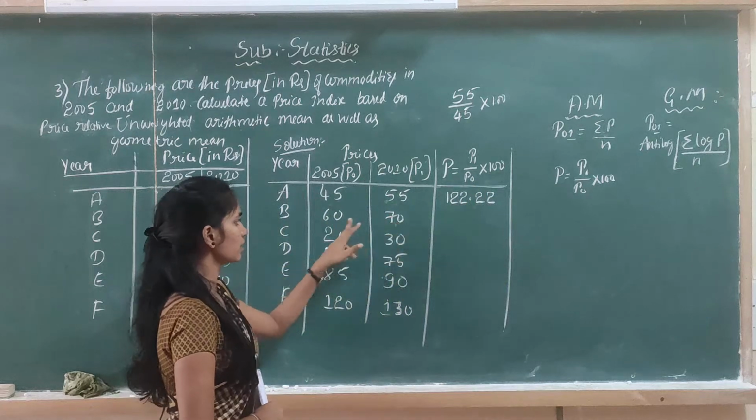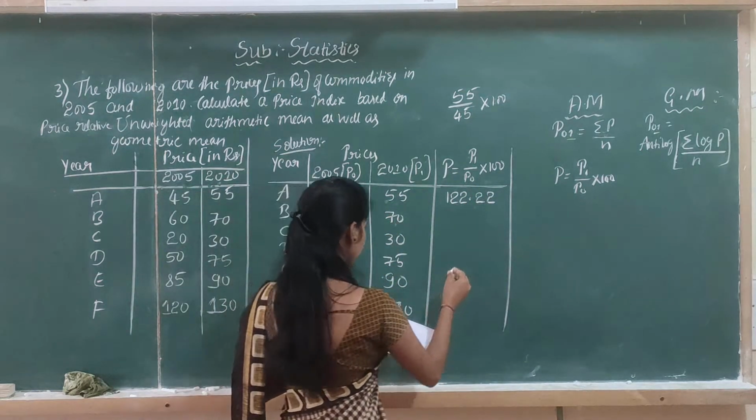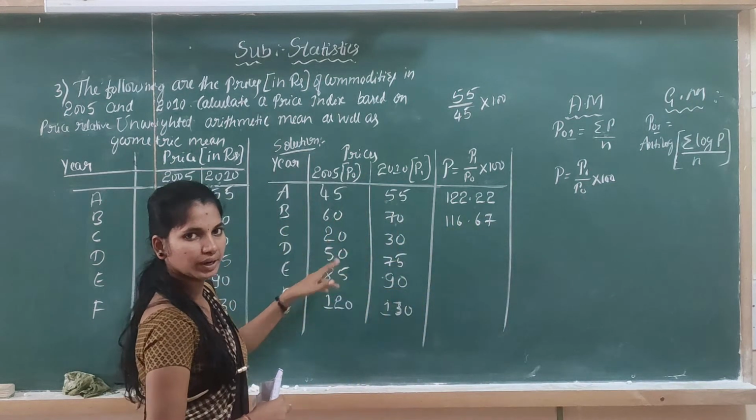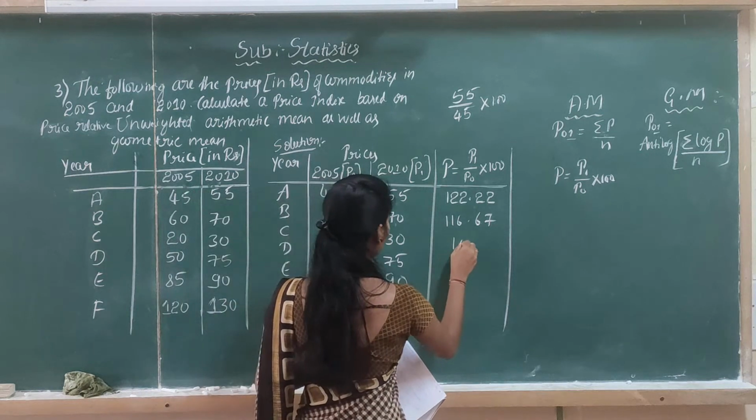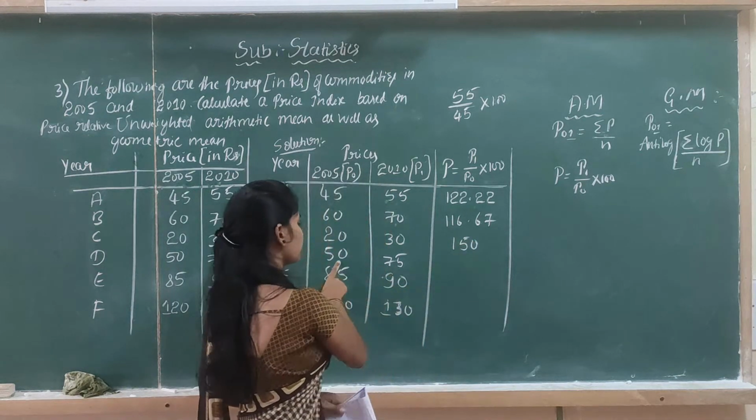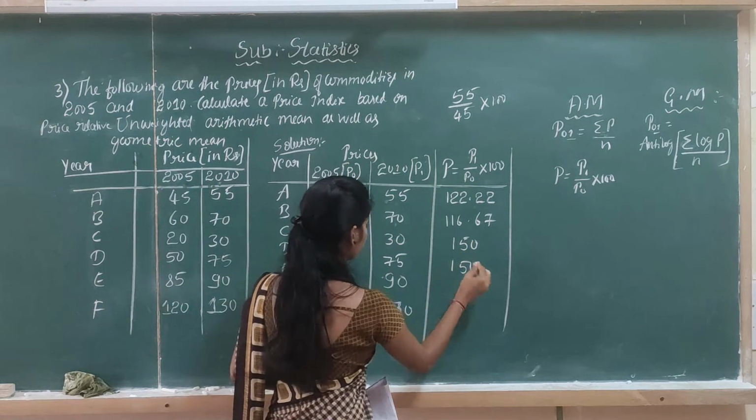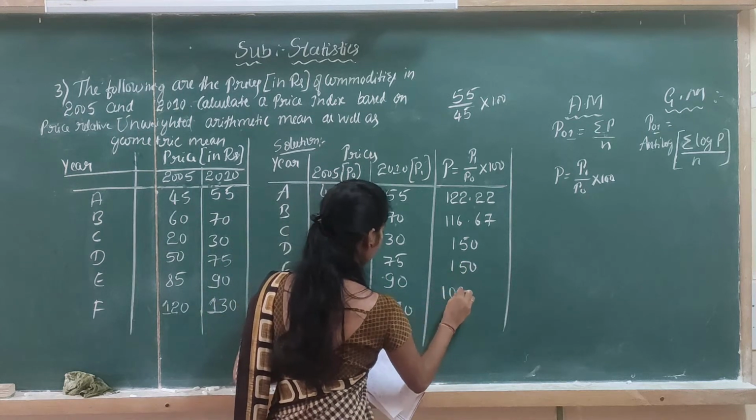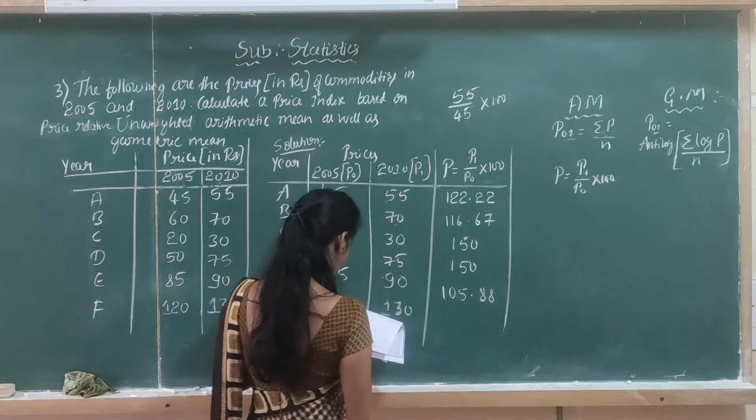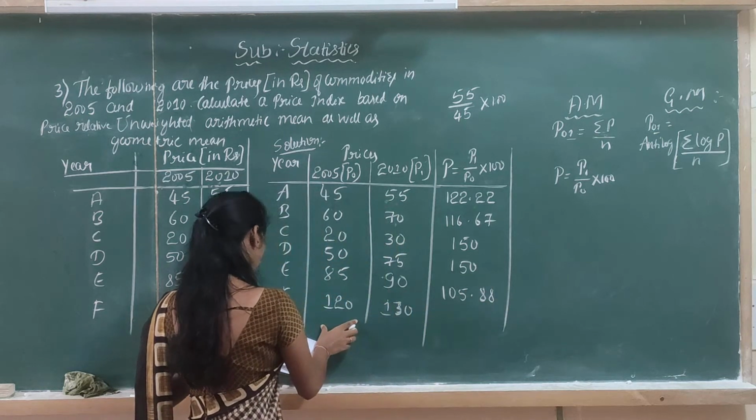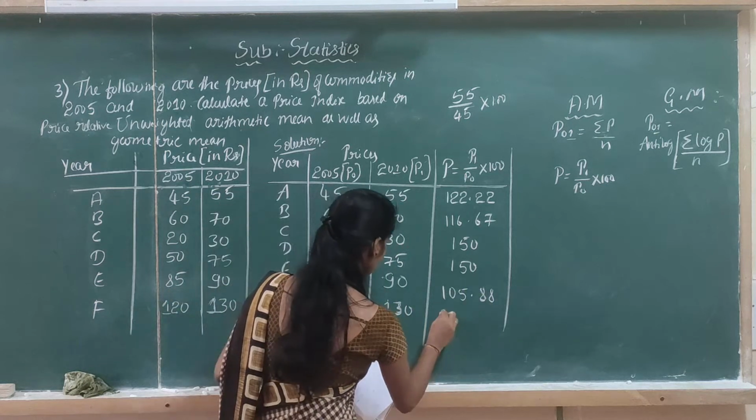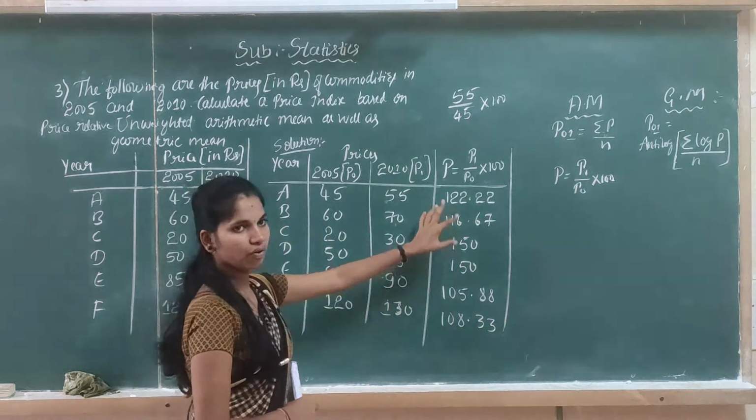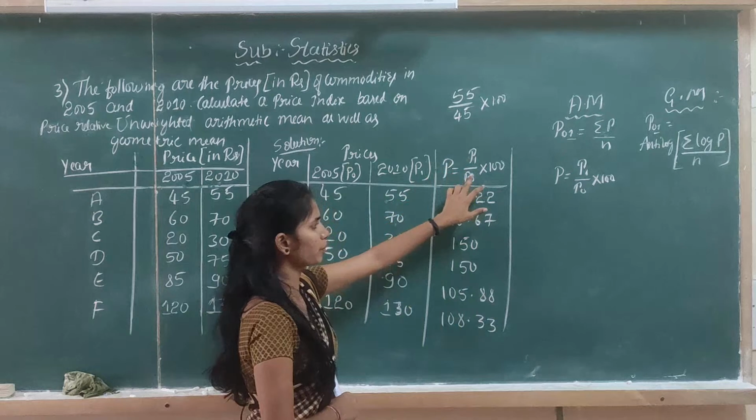Next, 70 divided by 60 into 100, that is 116.67. And 30 divided by 20 into 100, the value is 150. Then 75 divided by 50 into 100, that is 150. 90 divided by 85 into 100, that is 105.88. And the other one, 130 divided by 120 into 100, that is 108.33. These are the values of P. So P equals P1 divided by P0 into 100.